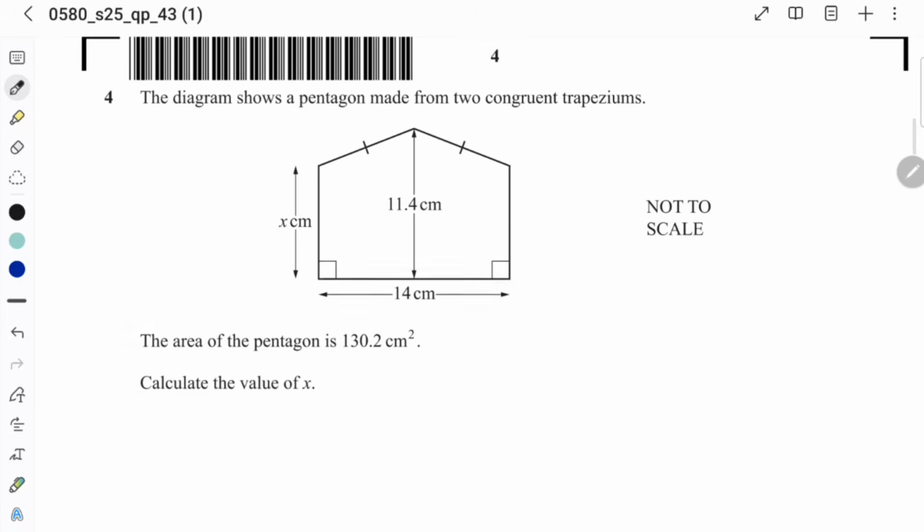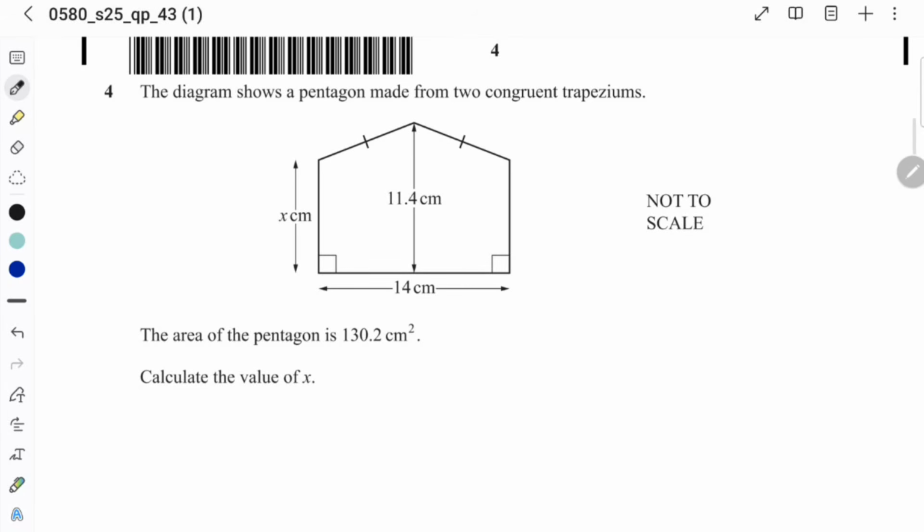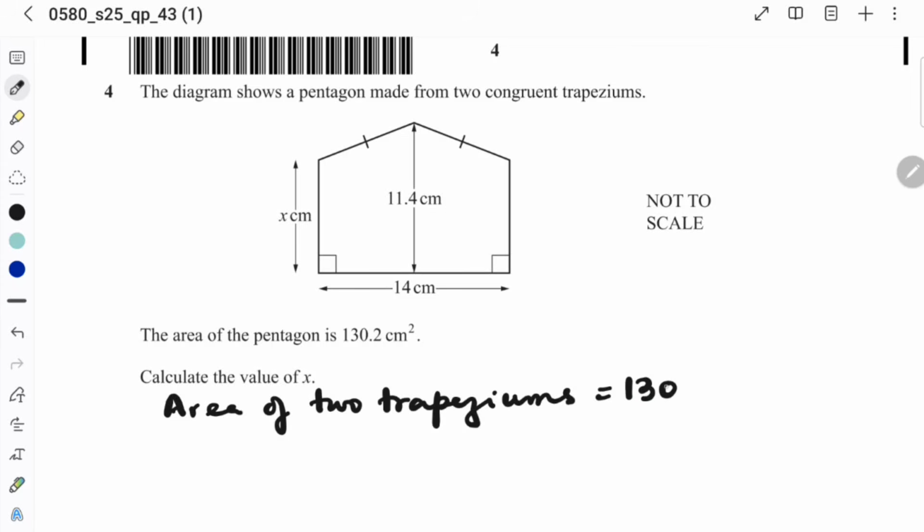Okay, question number 4, the diagram shows a pentagon made from two congruent trapeziums. We can easily see the two trapeziums, what the height is, and they are identical. The area of the pentagon is 130.2. It means that the area of the two trapeziums is equal to 130.2 square centimeters, as given.